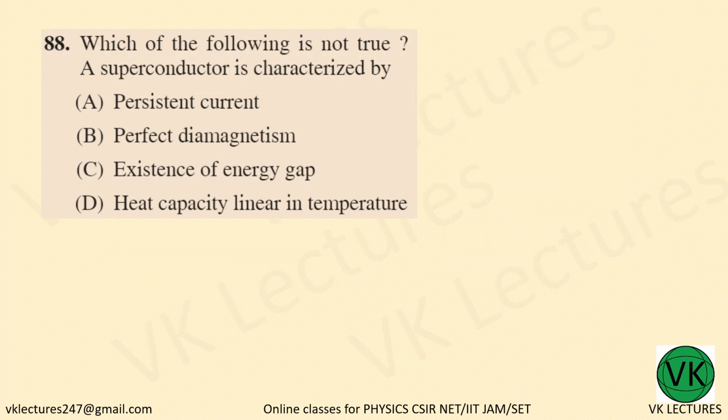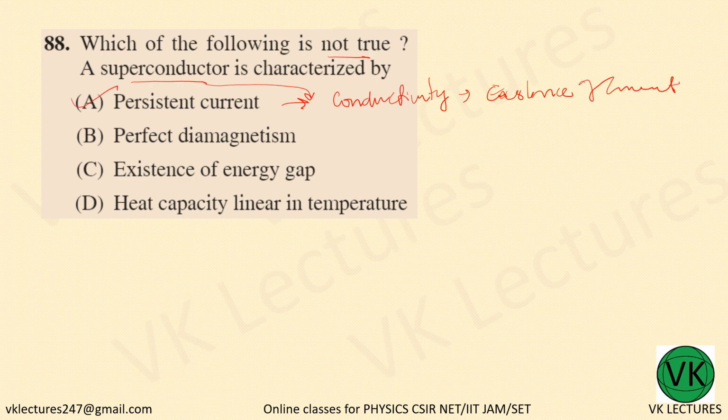Which of the following is not true? A superconductor is characterized by. Now superconductor, option A is persistent current. The idea of a superconductor arises only because of its conductivity, its superpower of conductivity of electrons. The conductivity of electrons means existence of current. So option A is true.